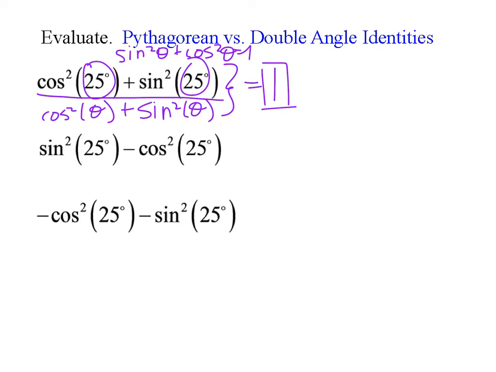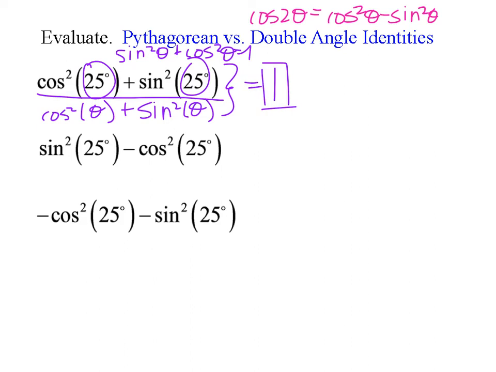All right, now we have a different case here. We have sine squared of 25 minus cosine squared of 25. That is not your Pythagorean identity, and that's not your double angle identity for cosine. Because remember, cosine of 2 theta is equal to cosine squared theta minus sine squared theta.